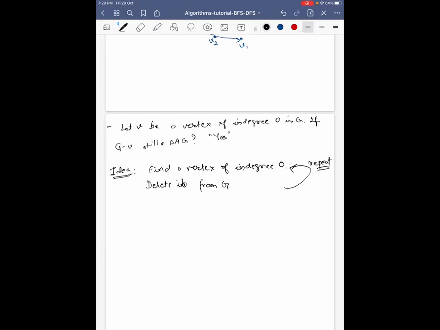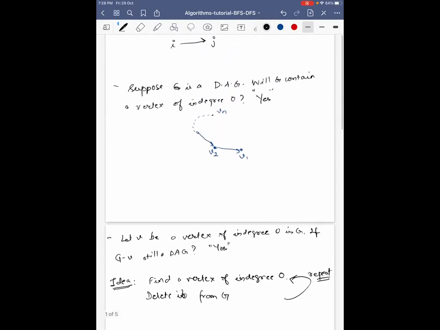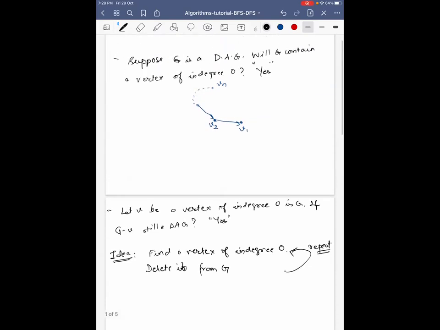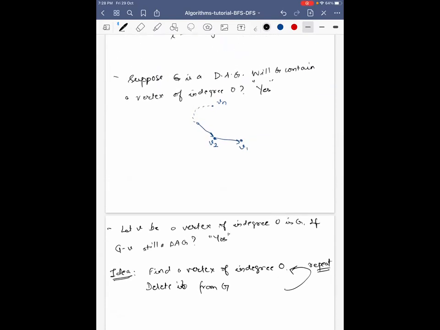Continue this process. Okay. So I hope that the correctness of this algorithm is clear. It follows from these two facts. Since G is a directed acyclic graph, it definitely has a vertex of in-degree 0. You simply delete it. After deletion, you will still be left with a DAG, and by this claim, the first one, we know that it definitely should have a vertex of in-degree 0. So you delete it and you continue this process.